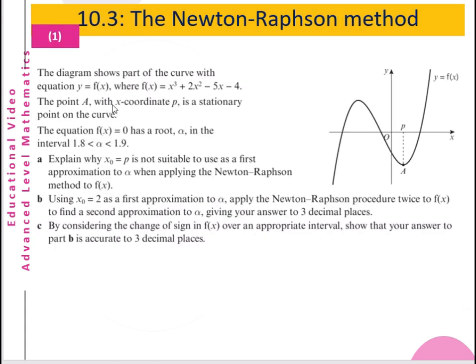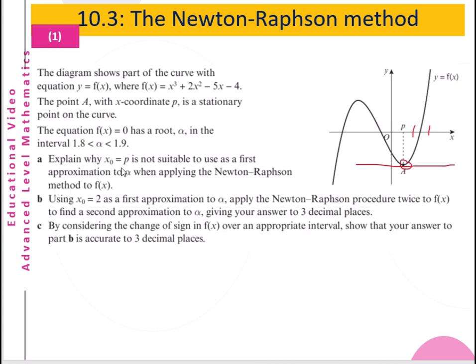Let's see an example. The diagram shows part of the curve with the equation y equal to f(x), where f(x) is equal to x cubed plus 2x squared minus 5x minus 4. The point A with the x-coordinate p is a stationary point on the curve. Because the tangent here should be parallel to the x-axis, the gradient will be 0. It's a stationary point on the curve. The equation f(x) equal to 0 has a root alpha between 1.8 and 1.9. So the range is from here, 1.8 and 1.9.